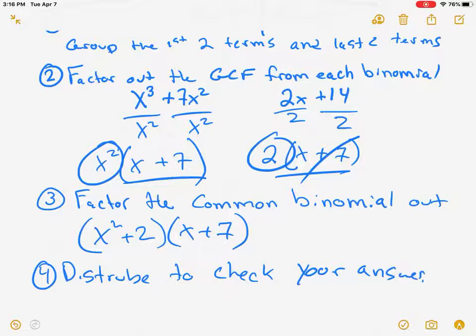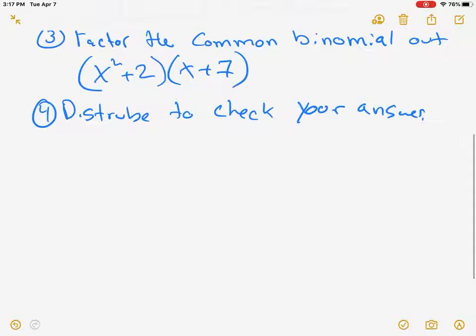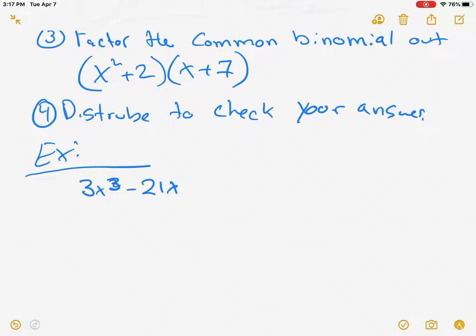All right? So, let's go ahead and look at another example, just so that we can make sure we have this down pat. Let's go with, say we have 3x cubed, I'm sorry, minus 21x squared plus 4x minus 28. Right? So we go ahead and we divide this in half.